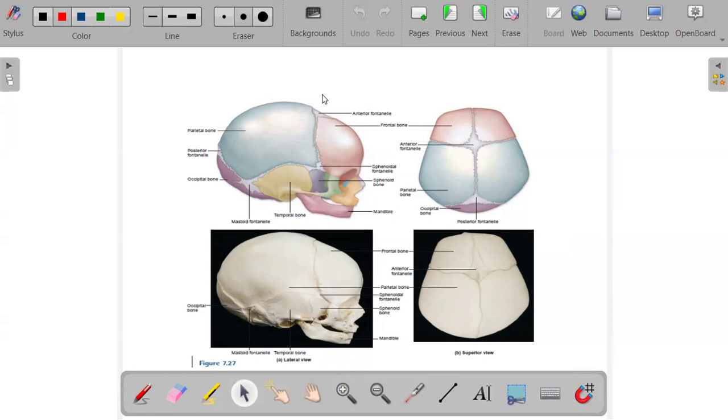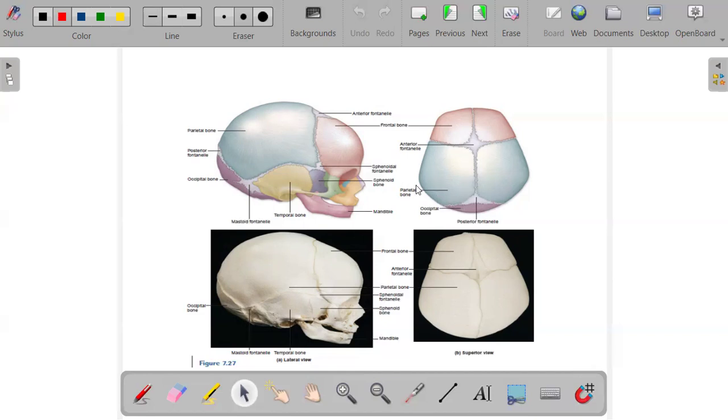Then we have the posterior fontanelle, which is back here. The posterior fontanelle is situated at the junction of the sagittal and the lambdoid sutures, which are just here. So that is where it is situated, and it is triangular in shape.